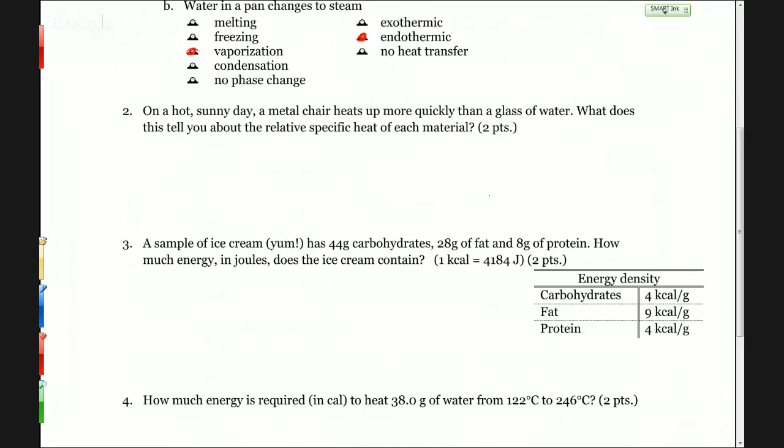So this tells us that water has a much higher specific heat than metal. The same amount of heat is going to both things. The sun is heating up both things the same amount of heat, but the metal chair gets much hotter because it takes less energy, less heat to raise the temperature a greater amount.